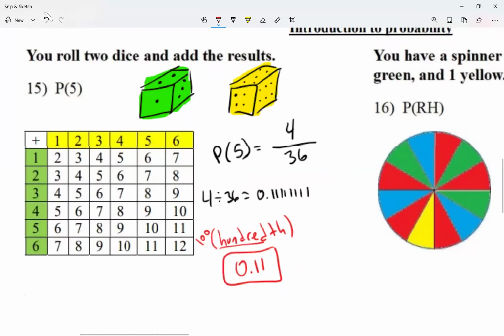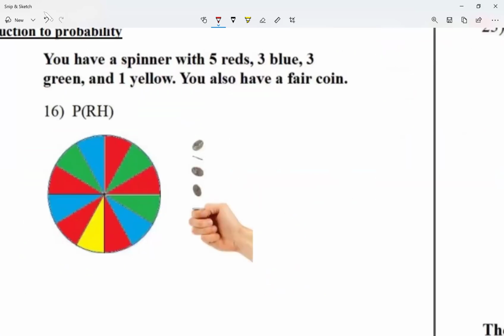Let's take a look at number 16. You have a spinner with 5 reds, 3 blues, 3 greens, and 1 yellow. If you look at the spinner, that is what we have.